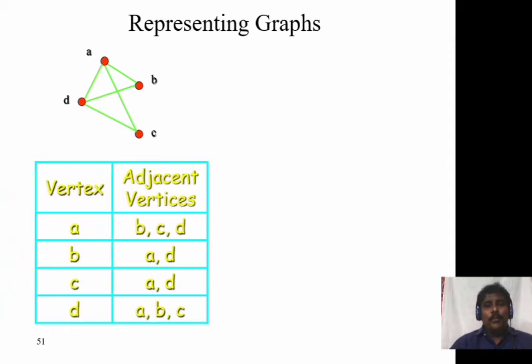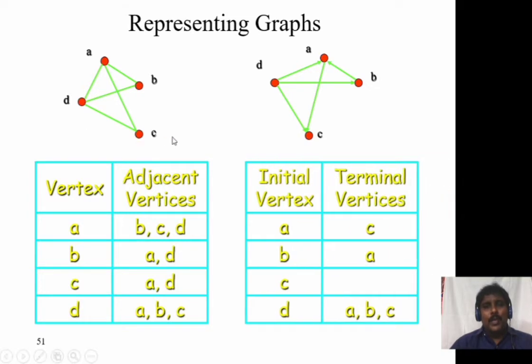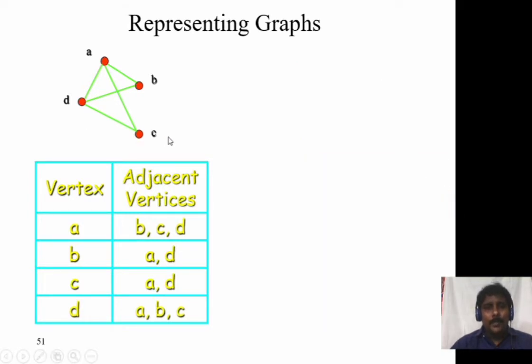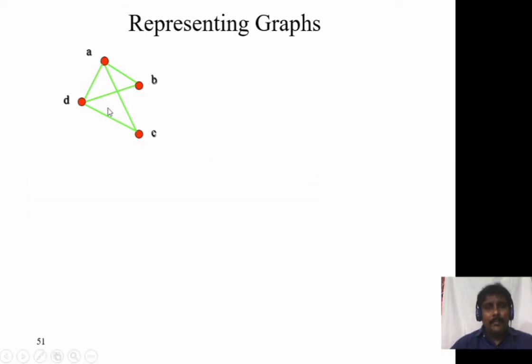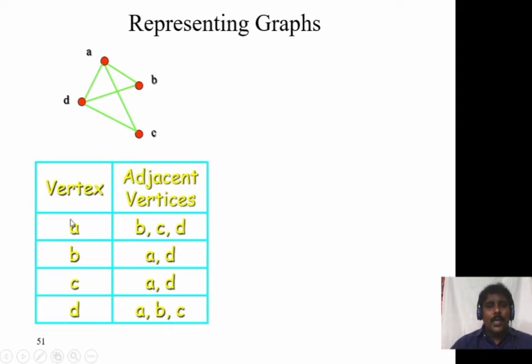Here in this video, we are going to look at some representations of graphs. Here are some graphs. Number one is a graph which has vertices A, B, C, D. Here the vertices are simply called vertex. So A, B, C, D are vertices.